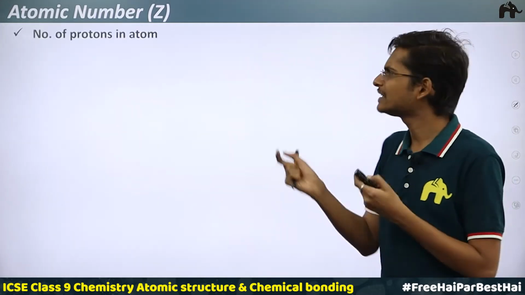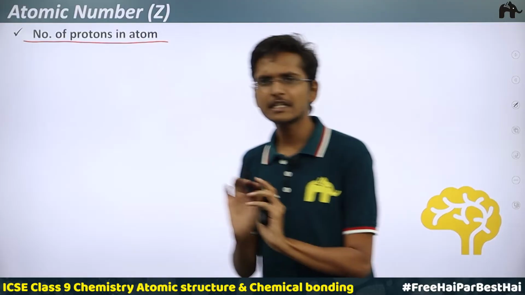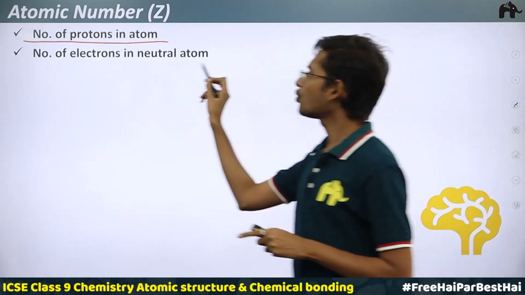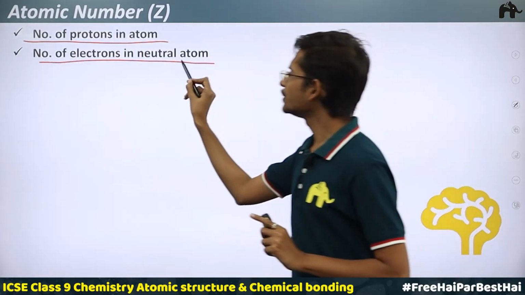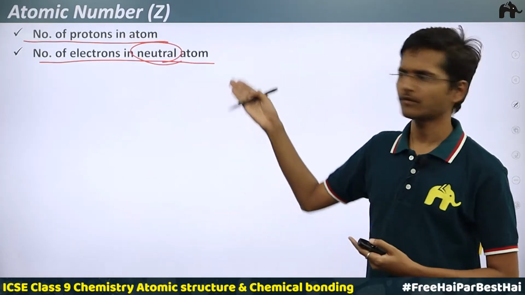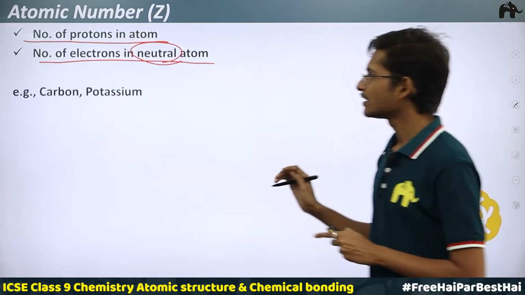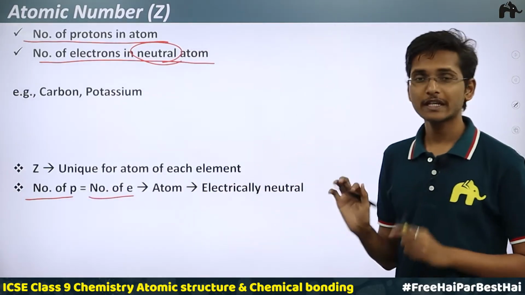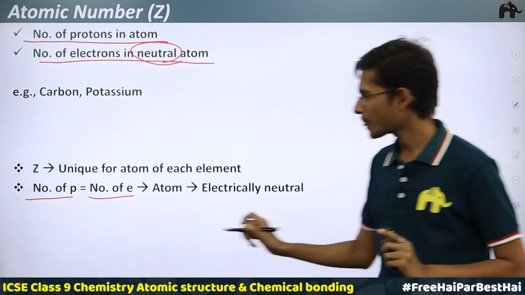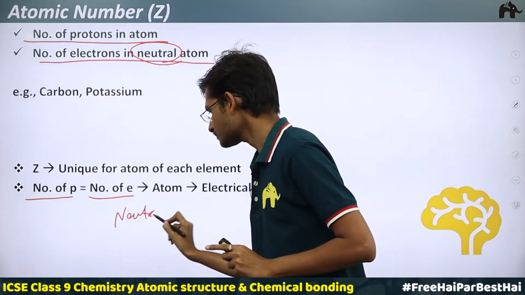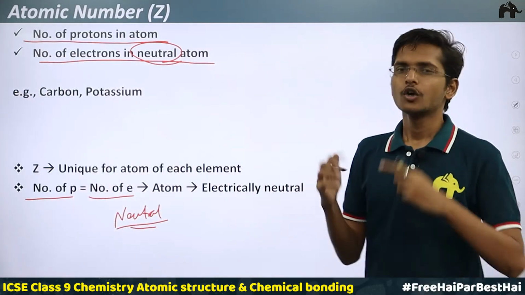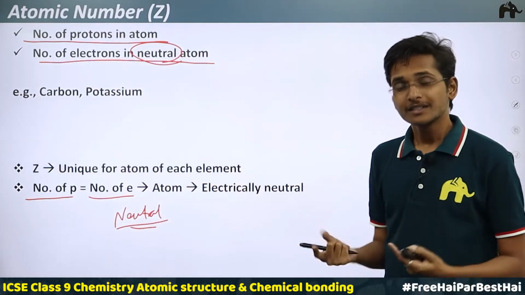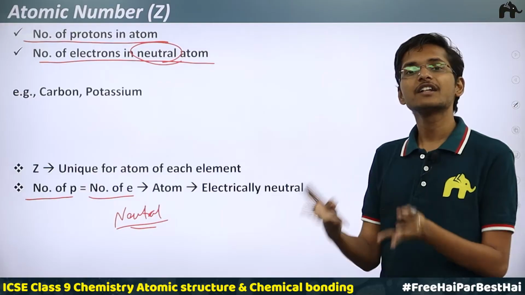Now what is this atomic number? It is simply the number of protons in the atom or the number of electrons in a neutral atom. So here the term neutral, you would say, sir, why is there a need for this term neutral? Now let me tell you, see, the number of protons and the number of electrons in a neutral atom are the same. So if I'm talking about a neutral atom, the number of protons and the number of electrons are the same. This means that our atom is electrically neutral.